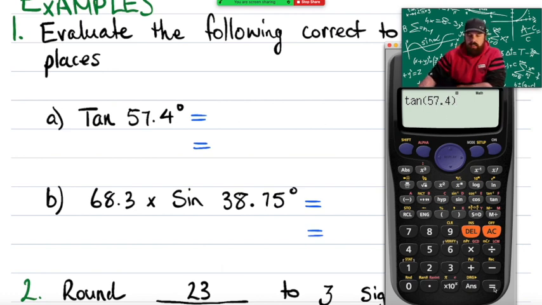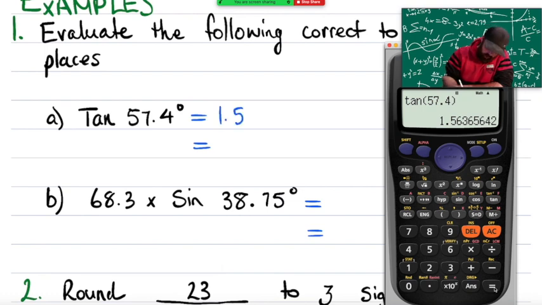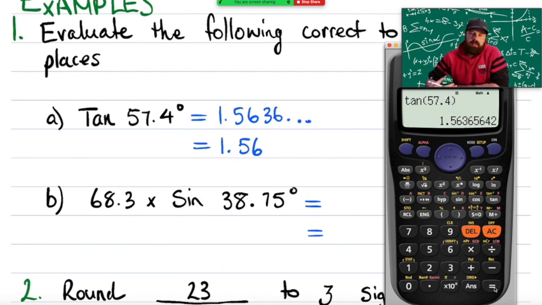I've got that typed in, I'm going to press equals, and that is equal to 1.5636 and so on, and to 2 decimal places becomes 1.56, because that 3 does not make that second 6 round up.